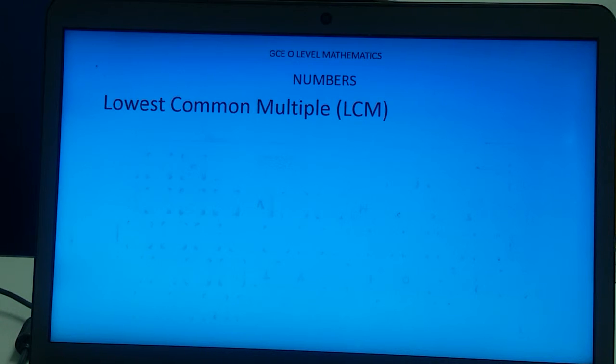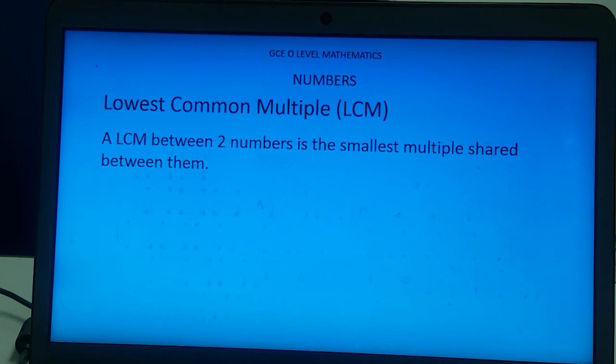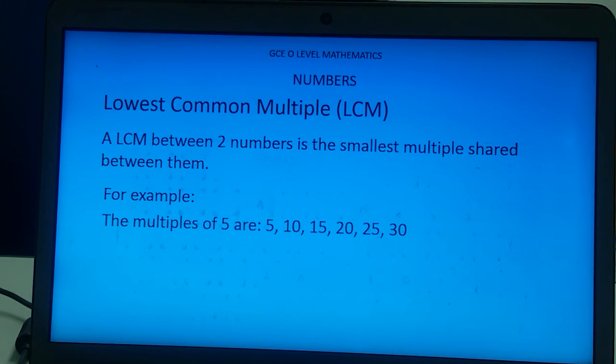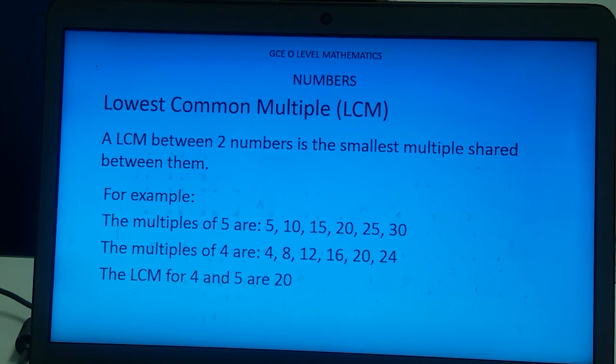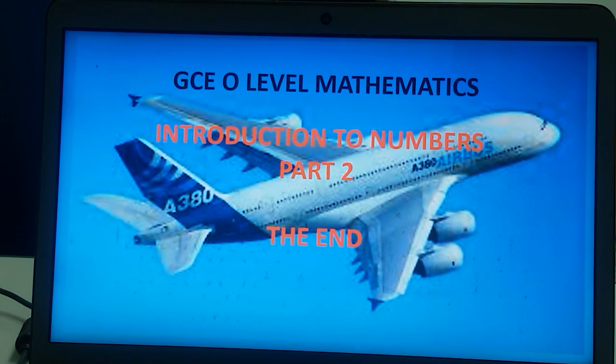Lowest common multiple. The lowest common multiple of two numbers is the smallest multiple shared between them. For example, the multiples of 5 are 5, 10, 15, 20, 25, 30. The multiples of 4 are 4, 8, 12, 16, 20, and 24. So the common multiple of 4 and 5 is 20, because 20 is the number shared between them and is the smallest. End of part 2.